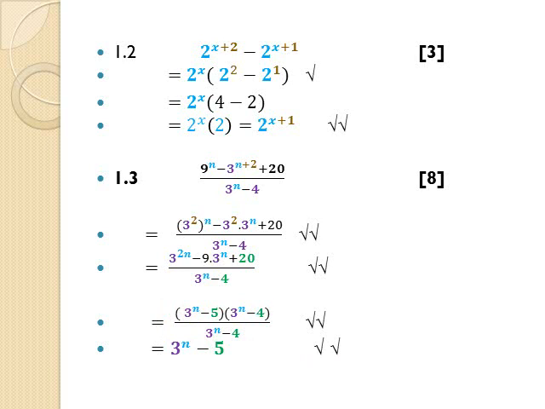So that's for 1.3. So hope you understand so far. Let's look at the next set of problems.